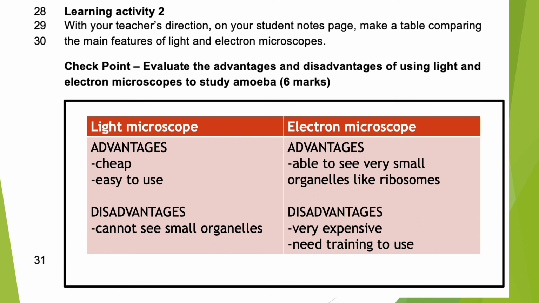But let's move on to the advantages. The electron microscope, as we know, is very powerful. So you get high magnification, high resolution. So you are able to see extremely small organelles, such as the ribosomes. Okay. All right. So that's pretty much it for the electron microscopes and the light microscopes.